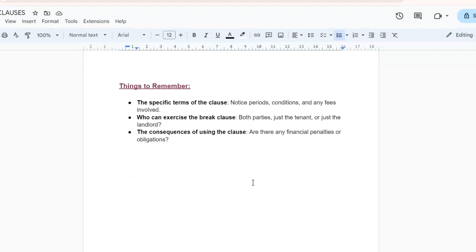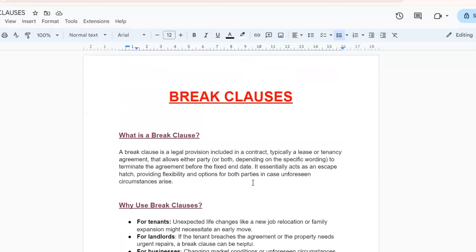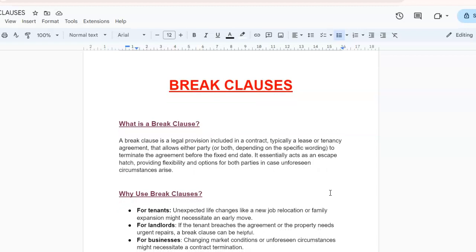So there you have it, guys, everything you need to know about break clauses. You need to remember that knowledge is power, and understanding these clauses can empower you to make informed decisions when entering into contracts.